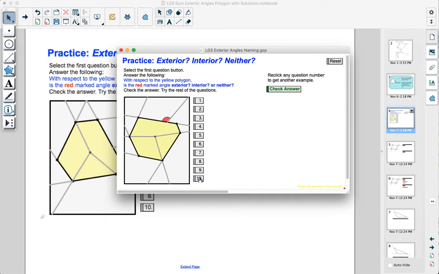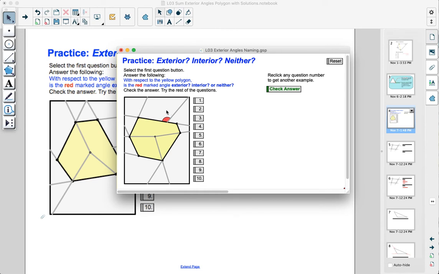All right, one last one to look at. What is number 10? Exterior, interior, or neither? If we take a look at this, we can see how it was created. Well, it's part of a side, right? So I suppose we can argue that arm is a side in the polygon. But this arm here is not an extension of an adjacent side, nor is it another side in the polygon. So this one is going to be a neither.